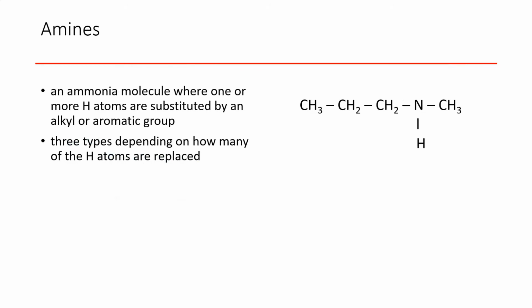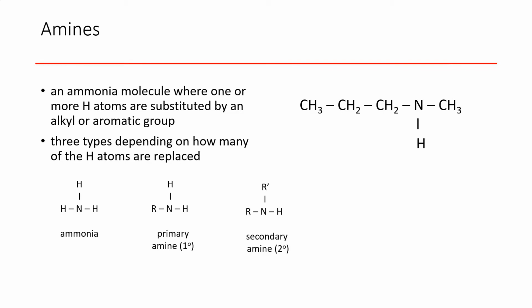Then we have our amines. These are where I have nitrogen attached to my carbon chain, and they're often called derivatives of ammonia, where I take an ammonia molecule and I start replacing the hydrogens with carbons. And I can have three different types depending on how many hydrogens I replace. So here's my ammonia. If I replace one hydrogen with a carbon chain, denoted by my letter R here, that would be called a primary amine.